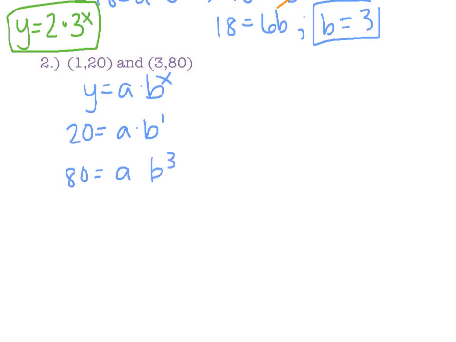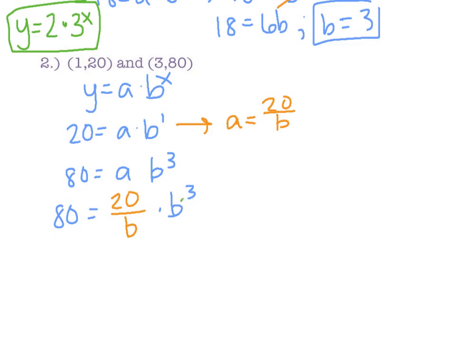So this top one, I'll rewrite as a equals 20 over b, and I'll replace that a with 20 over b, and I'm left with 80 equals 20 over b times b cubed, and I can simplify just like before. That'll be b squared. B cancels out, and I am left with 80 is equal to 20 times b squared, or 4 is b squared, so b is equal to 2.